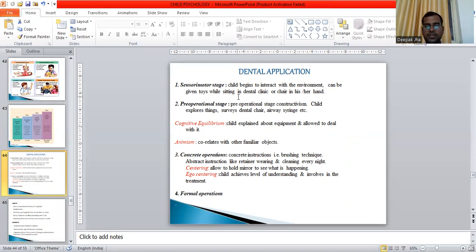Next is the pre-operational stage. The child is moving ahead of senses and experiences, so the child loves to explore things. You should let the child survey your dental chair, maybe move around it. You should let the child experiment with the air-water syringe. You should blow the air on his hand and show. So something called cognitive equilibrium develops here. The child is explained about the equipment and allowed to deal with it.